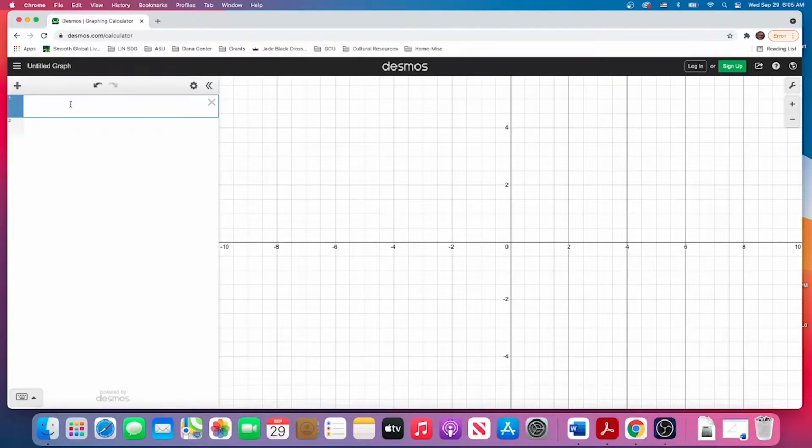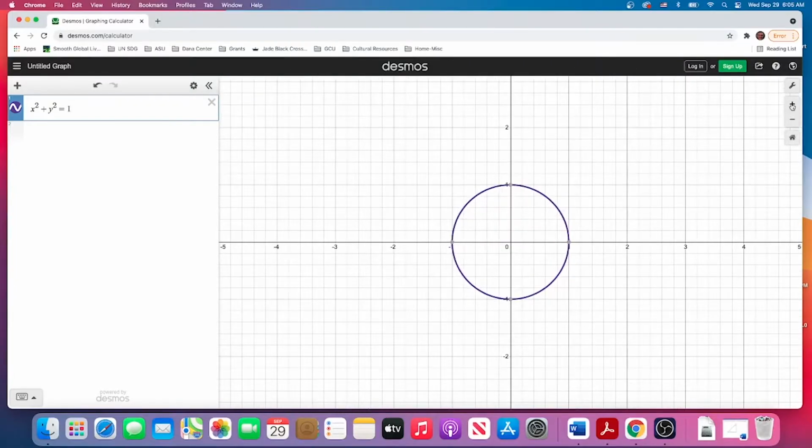Now this works in Desmos. It won't work very well on your handheld graphing calculator because you need to be able to graph a non-function, right? x squared plus y squared equals 1. There we have it. It's the unit circle. Desmos will graph it. What we want to do is zoom in a little bit.